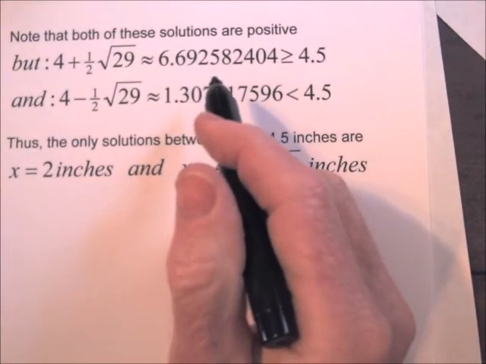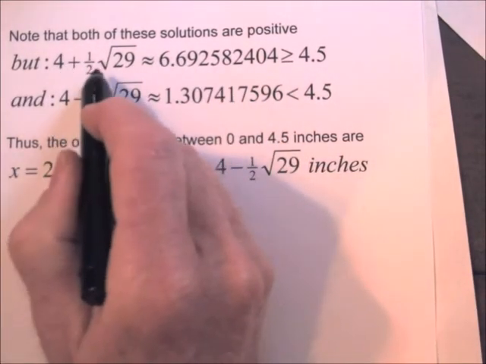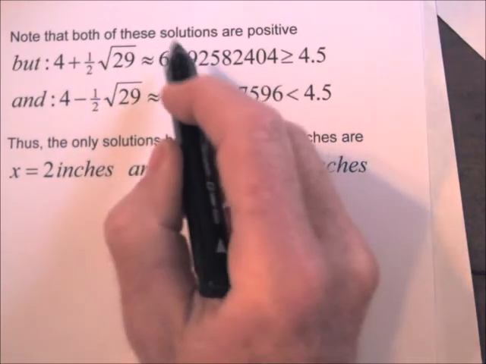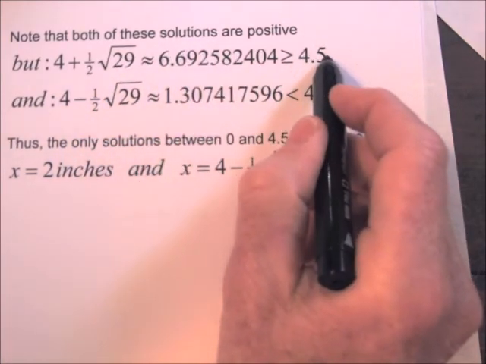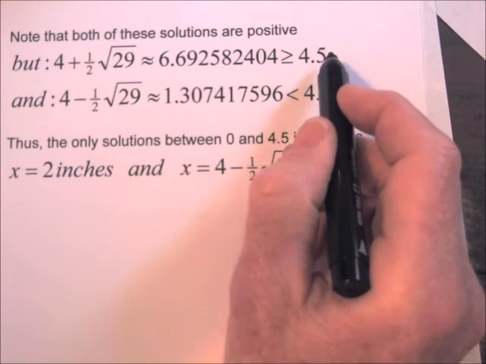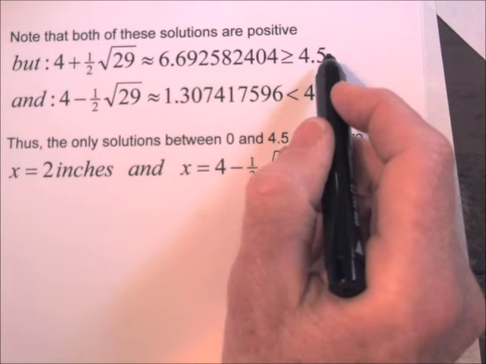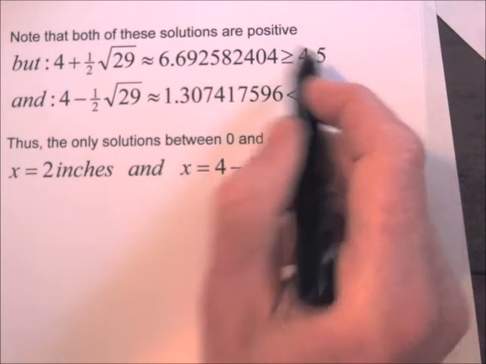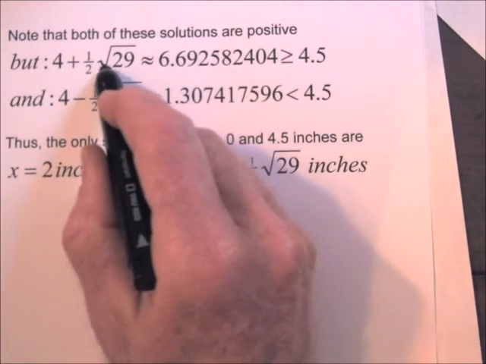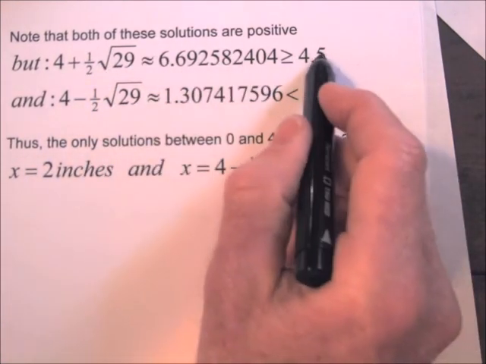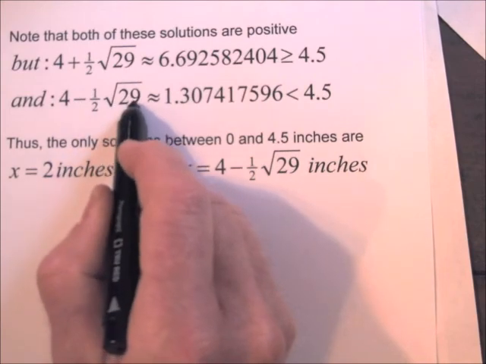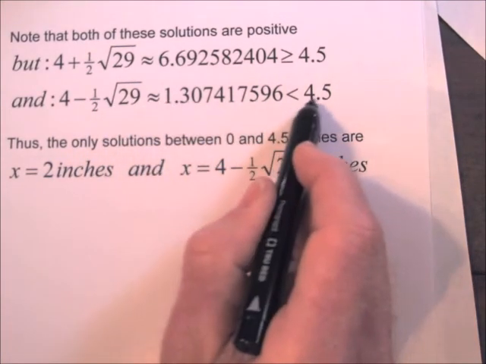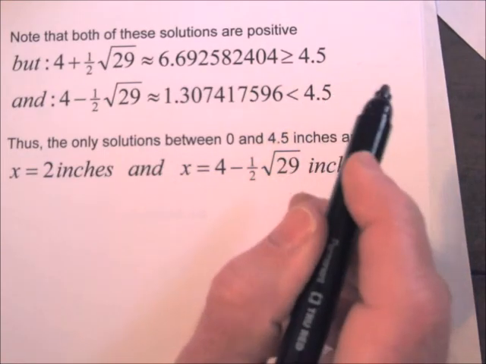So now we want to check to see if these fit our criteria. 4 plus 1/2 times the square root of 29 is 6.6 something. That's more than 4.5. Remember, in order for the length, width, and height of our box to make sense, x has to be between 0 and 4.5. So 4 plus 1/2 square root of 29 is too big. 4 minus 1/2 square root of 29 comes out to be 1.3 something, which is positive, and it's also less than 4.5.